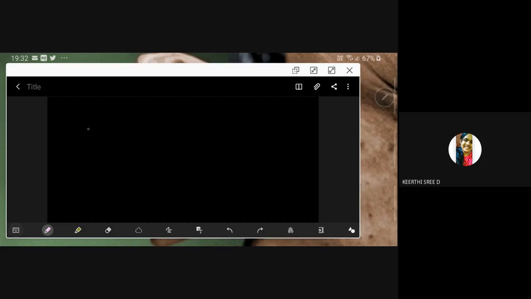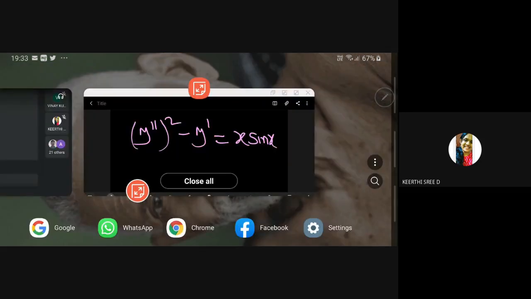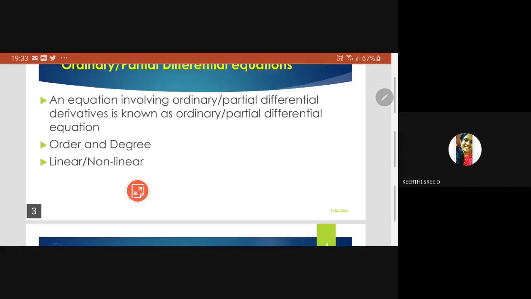See here, if we take y double dash, then you have a square I am putting here, minus y dash plus, say, it is equal to x sin x. If this is the case, this is an ordinary differential equation because of the symbols. Remember, we are preparing the slides in such a way that you have full clarity here. So I need to update this one actually.